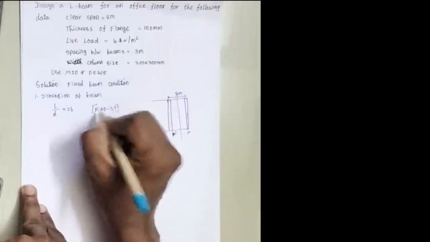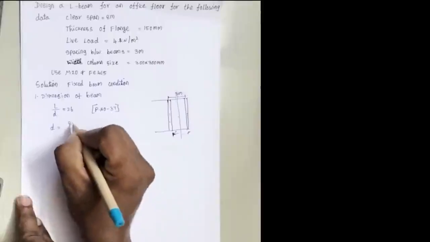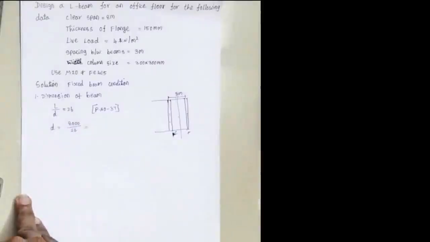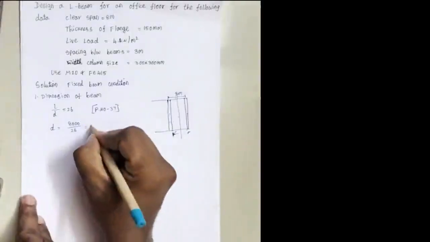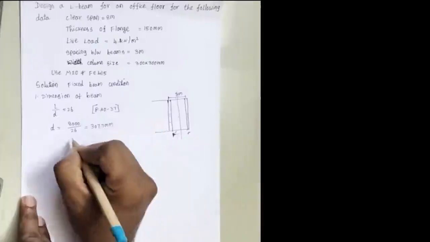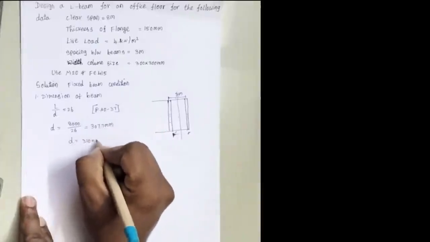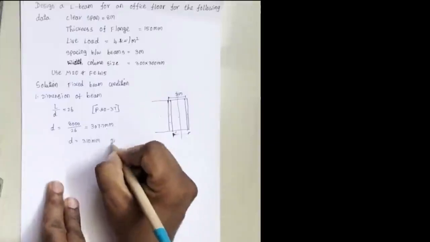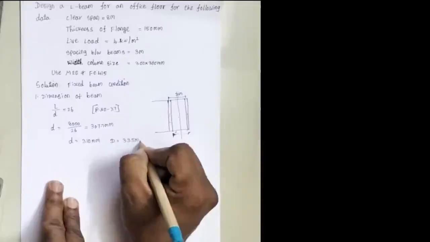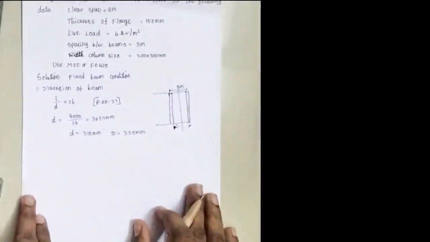So if I am going to use the L by D value, we know that we need to calculate D. L is 8000 divided by 26, so the value I am getting as 307.7 mm. So I can consider the D as 310 mm and overall depth equal to 335 mm, because we are assuming the cover as 25 mm. So we have calculated this value.